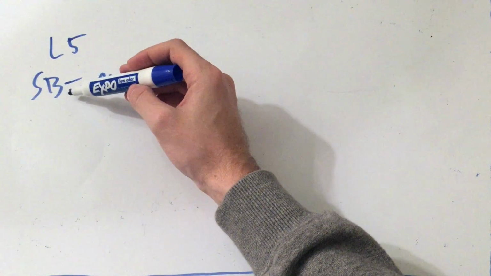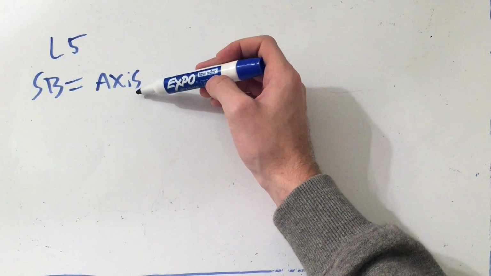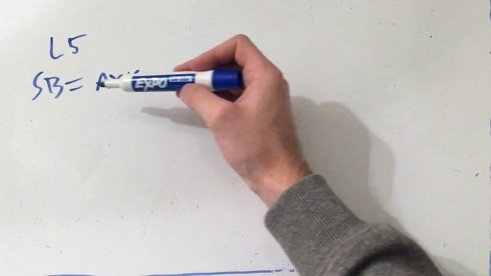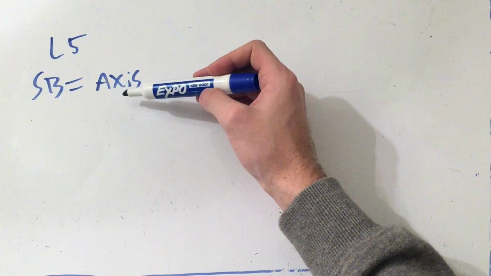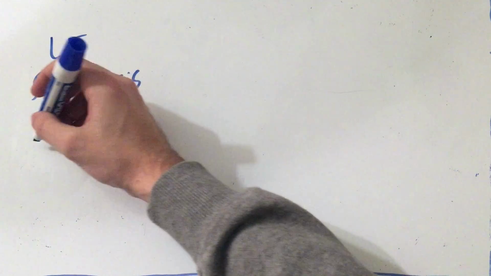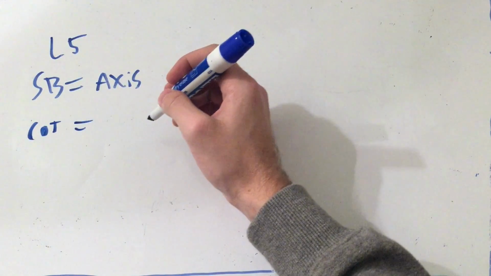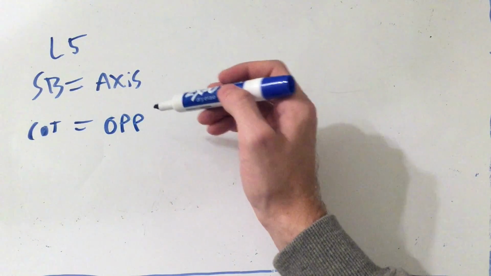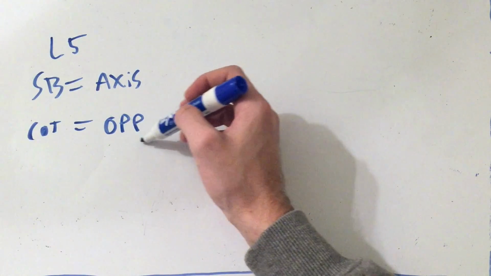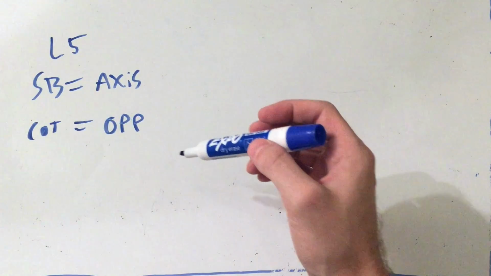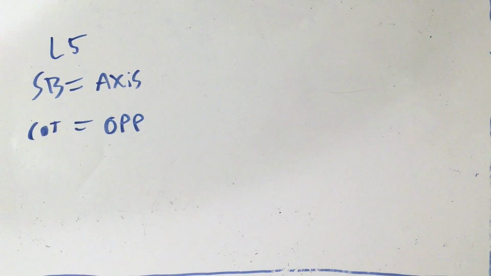So if L5 is side bent to the right, that means that your sacrum is going to be rotating around a right axis. If L5 is side bent to the left, that means that your sacrum is going to be on a left axis. The next thing that you need to remember is whichever way L5 is rotated, the sacrum is going to be rotated in the opposite direction. So if L5 is rotated to the right, that means that your sacrum is rotated to the left. If L5 is rotated to the left, that means the sacrum is rotated to the right. So let's go through a couple practice questions really quickly.